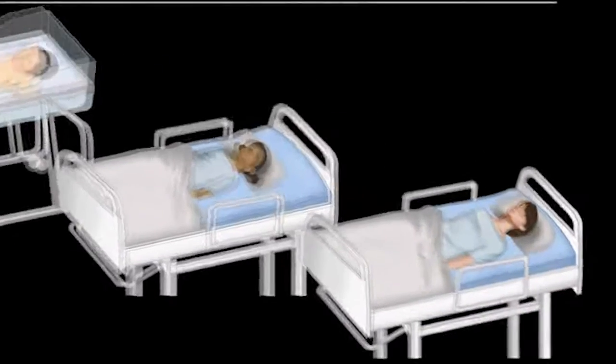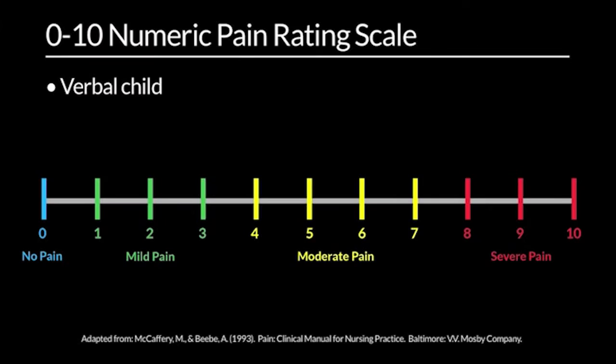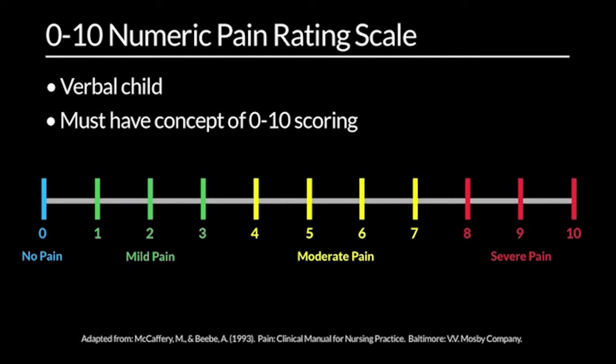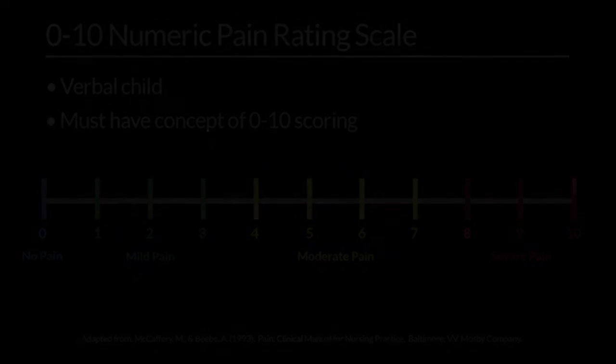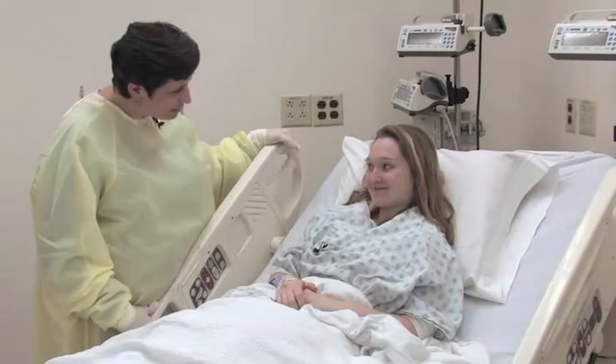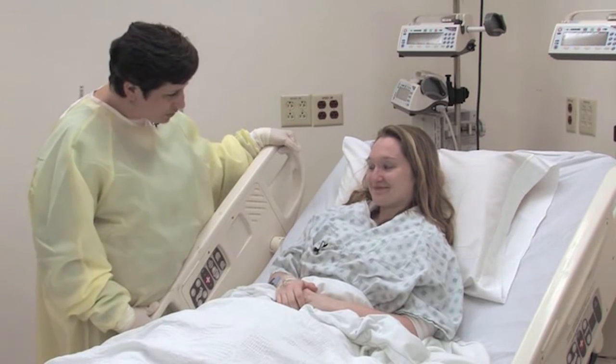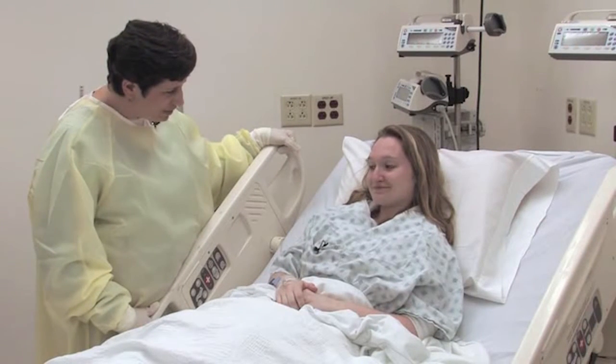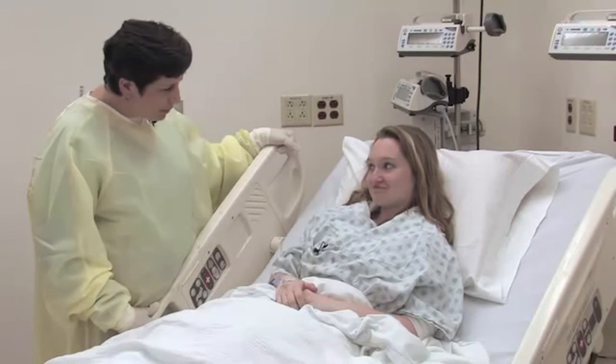There's also a numeric rating scale that can be used with the verbal child who is old enough to have some concept of the scoring of 0 to 10, and I'm going to show you how to do that with an actual patient. Hi Hillary, my name is Sue. I'm going to be taking care of you today. The nurse overnight said that you haven't been very comfortable. Can you tell me where it hurts?